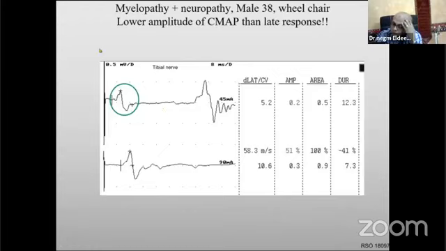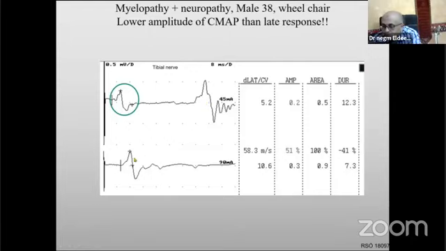Here is just one case I wanted to show where we make the nerve conduction in a patient with a myelopathy and a neuropathy. He had this very low and abnormal motor response. And with the same gain, we saw the late components that were higher in amplitude than the CMAP. And that is not possible that this is an F response. It must be something else.